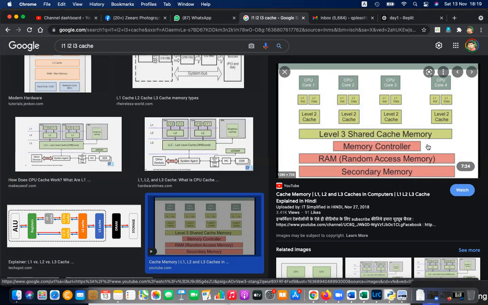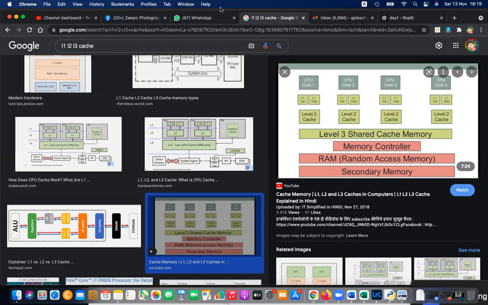Of L1, L2, L3, the fastest is L1. If the data is there in L1, we call it a cache hit, an L1 cache hit. If it is not there in L1, it will go to L2. That means an L1 cache miss, and an L2 cache hit. So let's say data is accessed this way: first it will try to access the data in the first immediate cache.